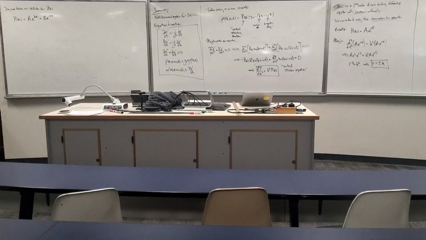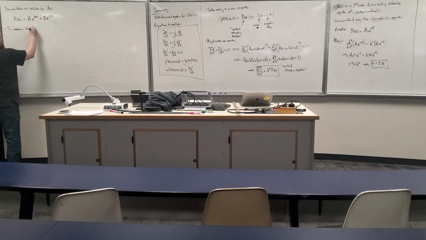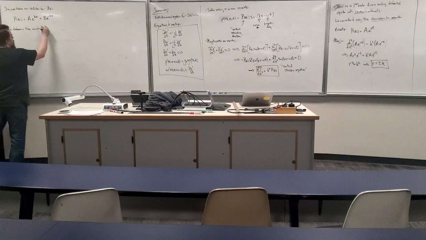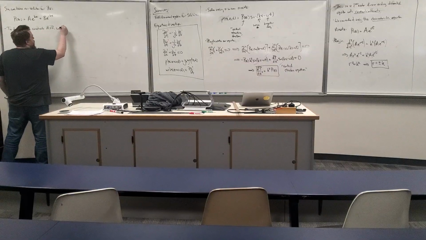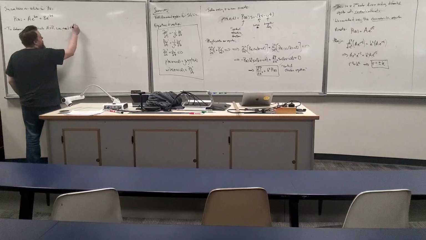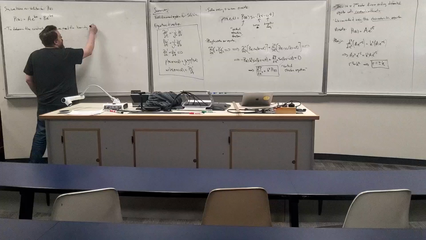Okay. So we have two terms here. And now, to determine the constants A and B, we need the boundary conditions. Why do we use e to the kz instead of e to the kt?